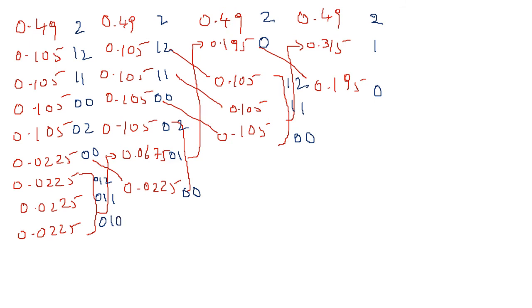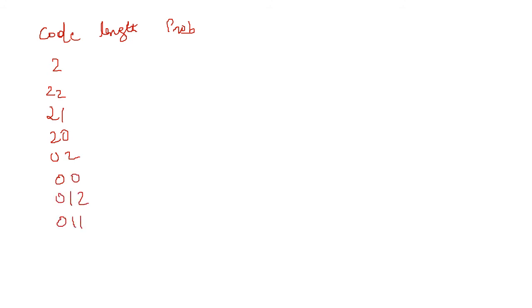So this is the respective code using the Huffman ternary algorithm. Now to find the code efficiency, we'll write the code, the length, and the probability. The code is 2, 2, 2, 1, 2, 0, 0, 2, 0, 0, 0, 1, 2, 0, 1, 1, and 0, 1, 0. And the respective lengths are 1, 2, 2, 2, 2, 2, 3, 3, and 3.